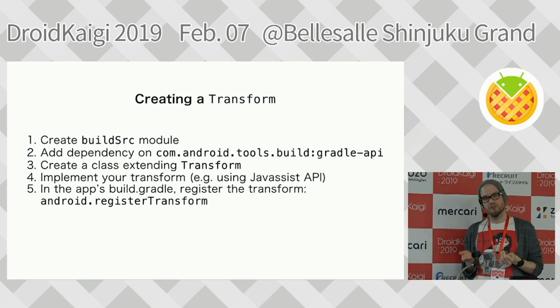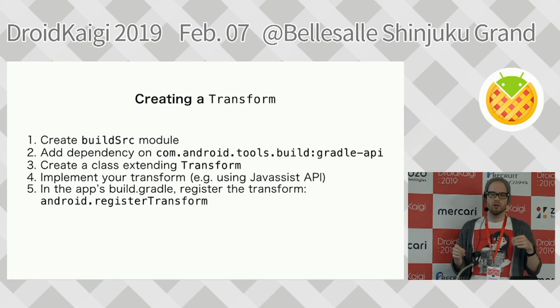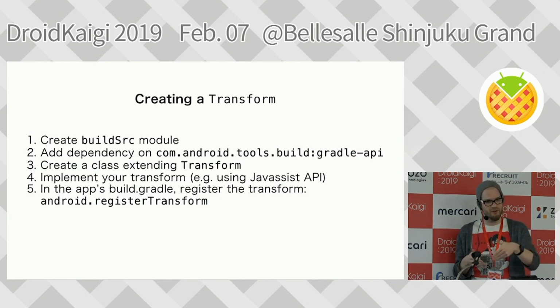And then finally, when your transform is done, you go back to your app module's build file, and you can register the transform there. There's an API here at the bottom. It's in the android block. It's called registerTransform. You instantiate it, you put it there, and then your transform has a shot in the build process. From start to finish, it gets called in there.